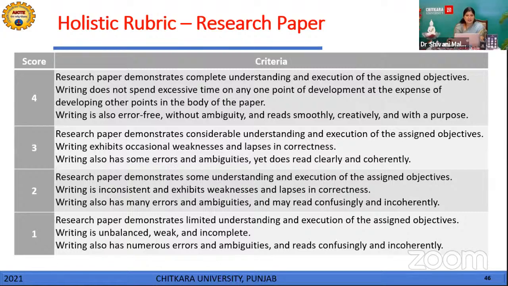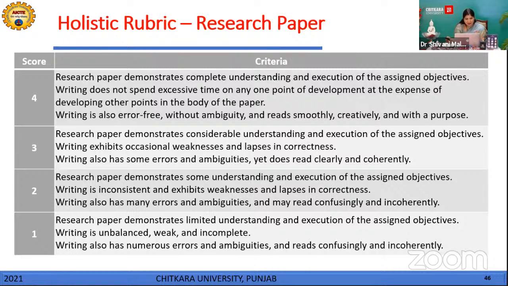This rubric tells about the score at the vertical end: 1, 2, 3, 4. When is a student going to get a score of 1, when a score of 2, when a score of 3 and 4? This rubric that I have shown is for a research paper. So if the research paper demonstrates complete understanding and execution of the assigned objectives, writing does not spend excessive time on any point of the development at the expense of the development of other points in the body of the paper, or writing is also error-free without ambiguity and reads smoothly, then the student scores 4 out of 4.